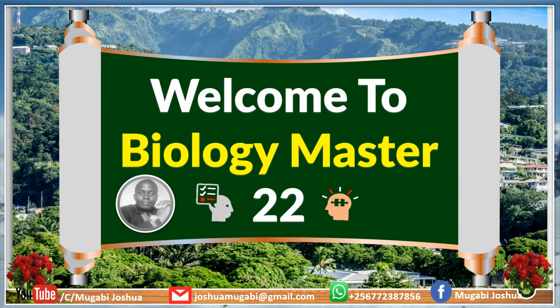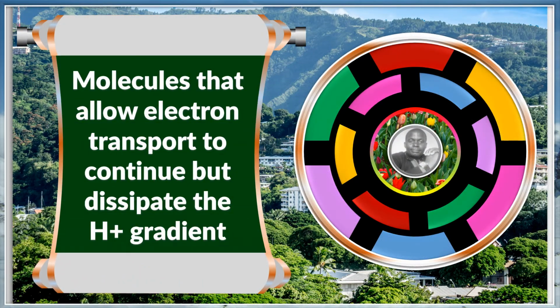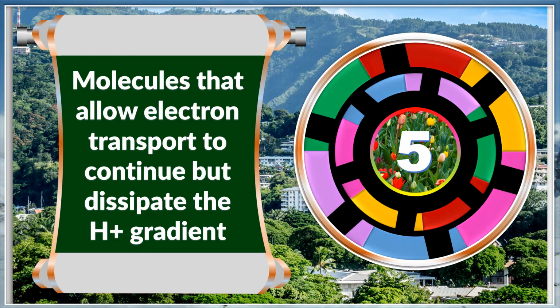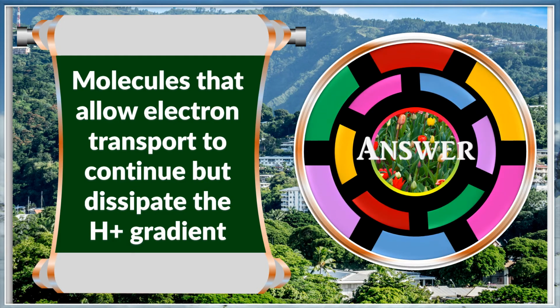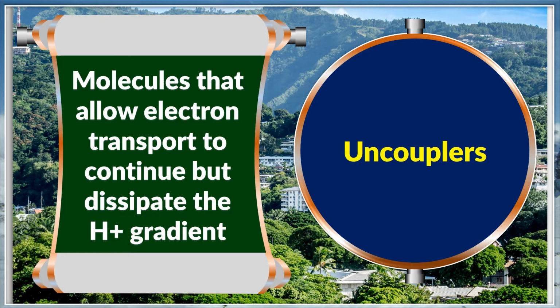So without wasting any more of our time, let's go directly to our quiz. Molecules that allow electron transport to continue but dissipate the hydrogen gradient. Uncouplers.